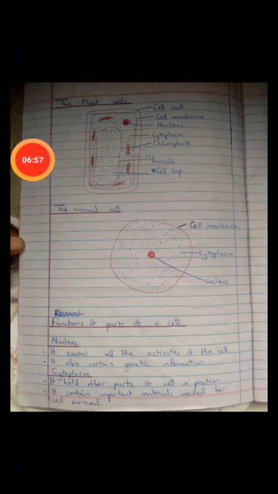And you should be able to study the functions of the parts of the cell. You should be able to explain them. I guess we are together. The nucleus controls all activities of the cell, and it also contains genetic information. The cytoplasm holds other parts of the cell in position, and also it contains important materials needed for cell survival. I guess we are together there.